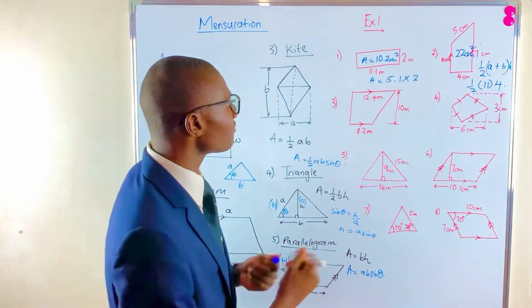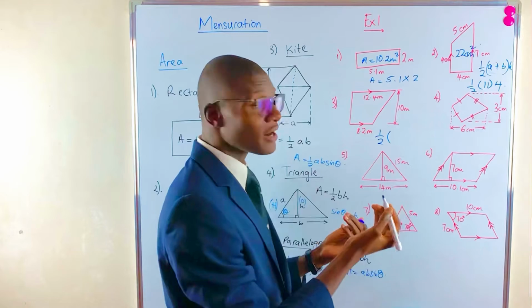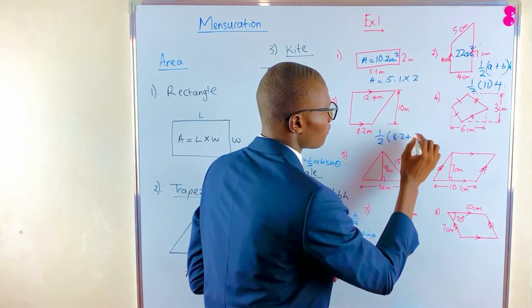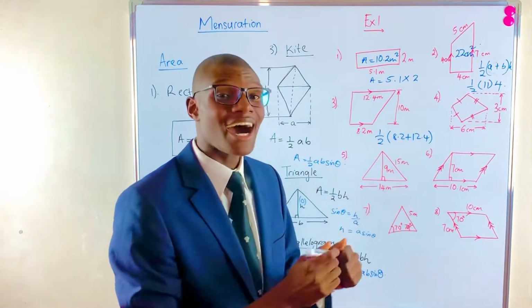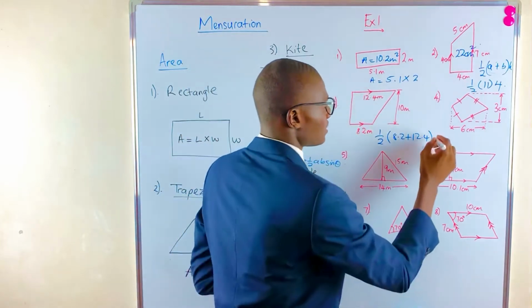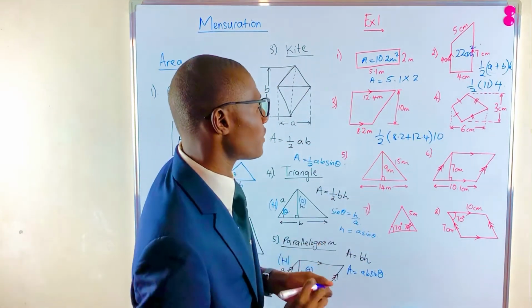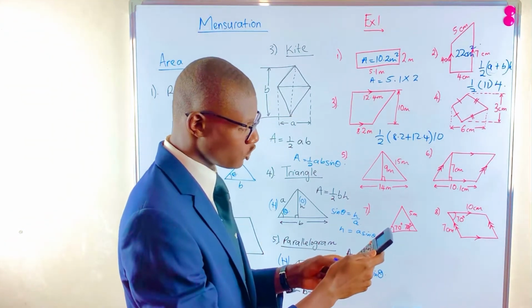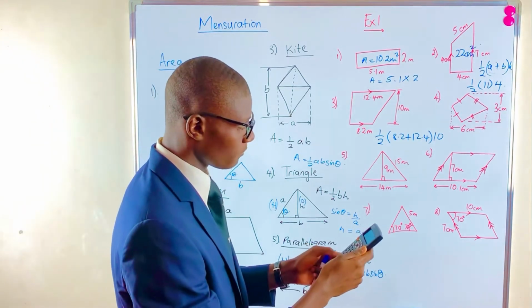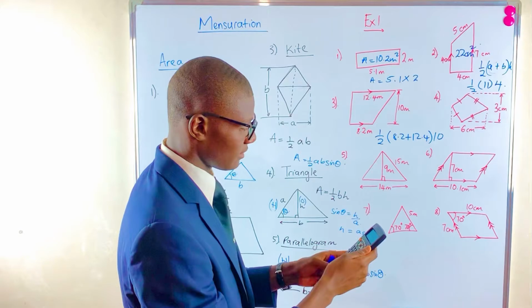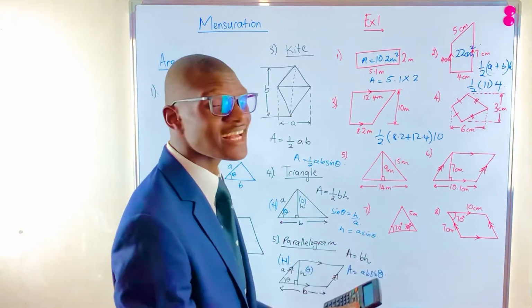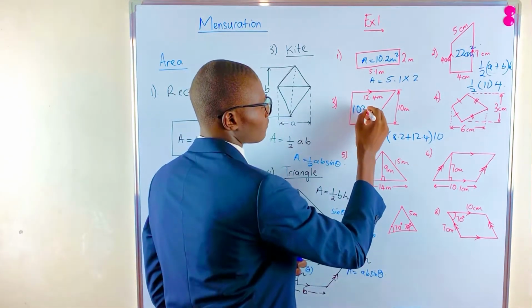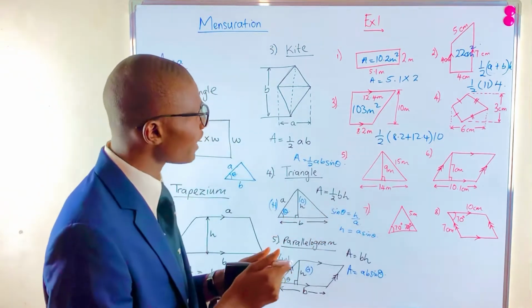We're simply saying half the sum of the parallel sides, 8.2 plus 12.4, then times the height being the difference between the 2 points, which is 10. So if we are to calculate that, we are saying 8.2 plus 12.4, then times 10 divided by 2. So we get an answer of 103 square meters. This will be the area of that trapezium.